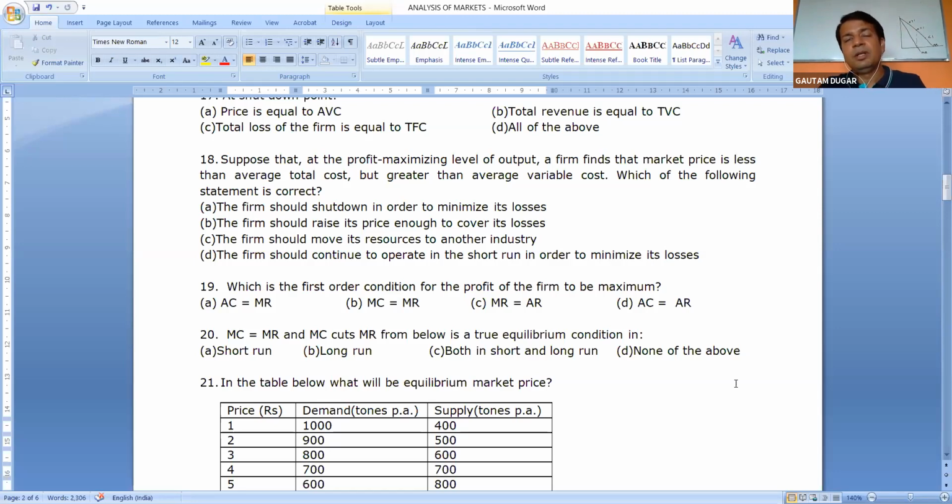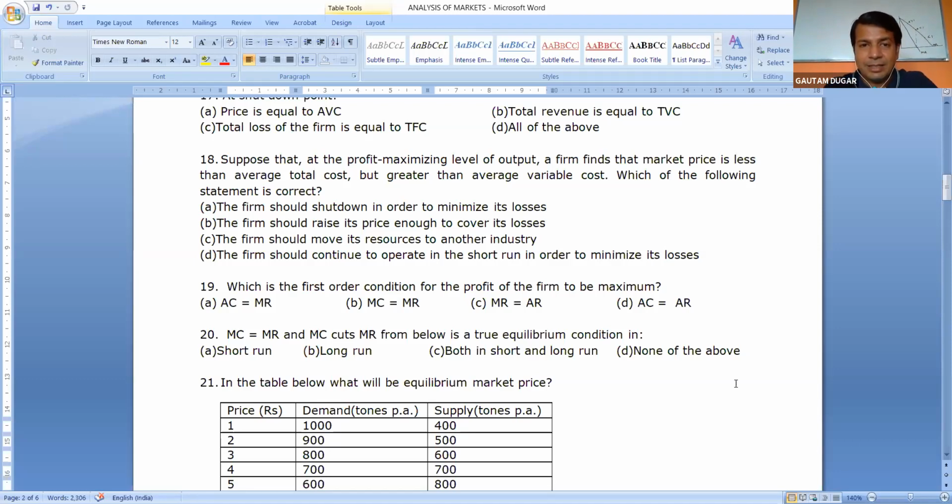What did we say? If the price is greater than AVC, the firm will continue production. Though the firm will be earning losses equal to the total fixed cost, still the firm should continue so that the losses are minimized.